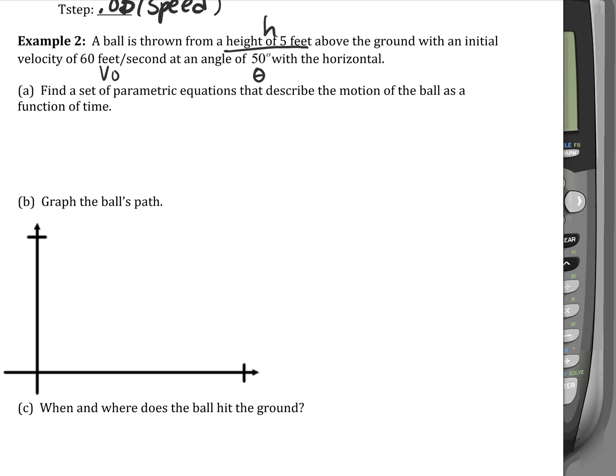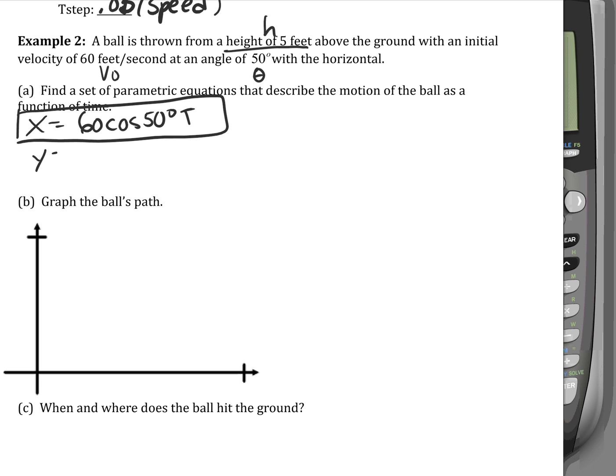So we'll set up our two equations. x equals 60 cosine 50 times t. That's our first one, the horizontal. And then y equals 1/2 times negative 32 t squared plus 60 sine 50 t plus 5. And we can simplify a little bit.